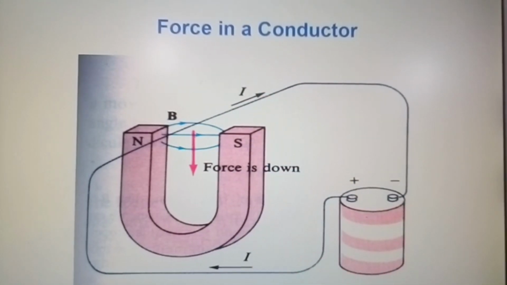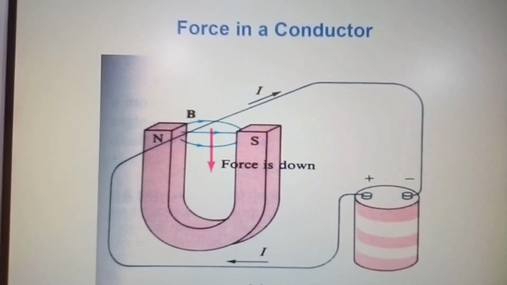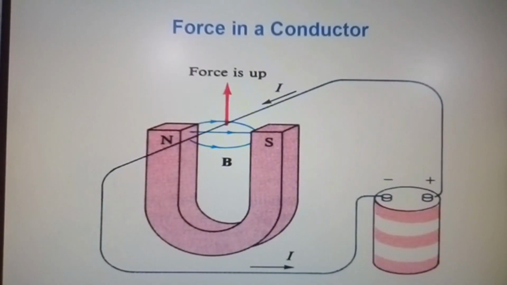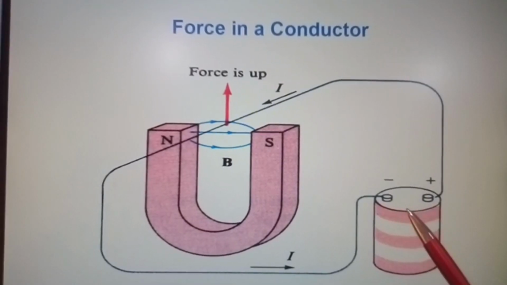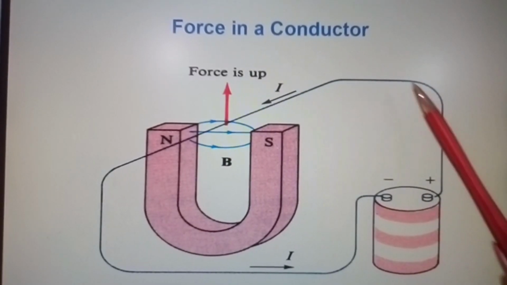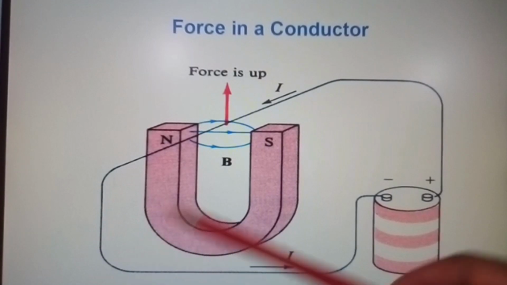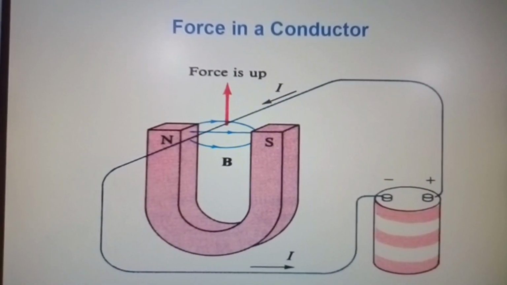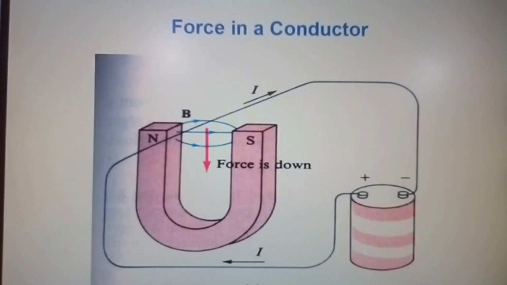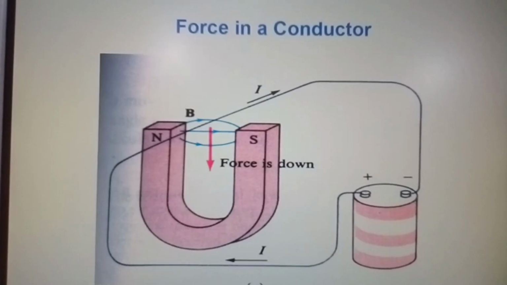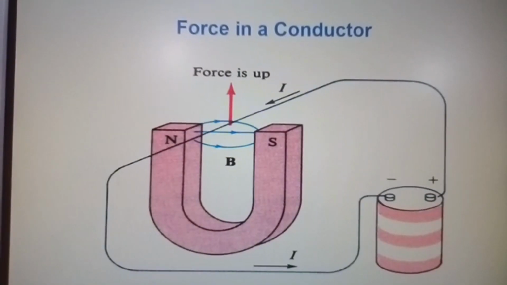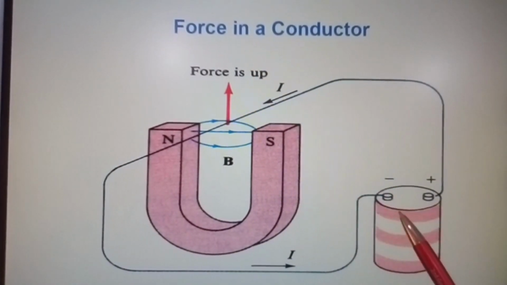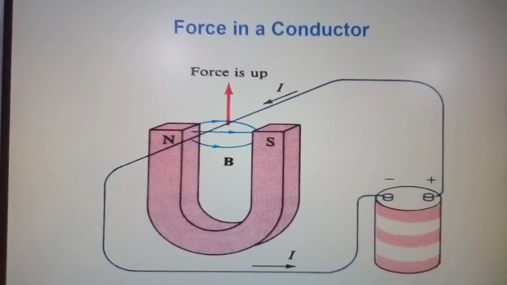In that magnetic field. Now if we change the direction of the coils, so we just simply turn it around, we change the battery around, put the positive on this side, you now see that the force is upwards. Let me just go back and show you, make sure that, see here the force is down. And here the force is upwards when we change the polarity of the battery supply.